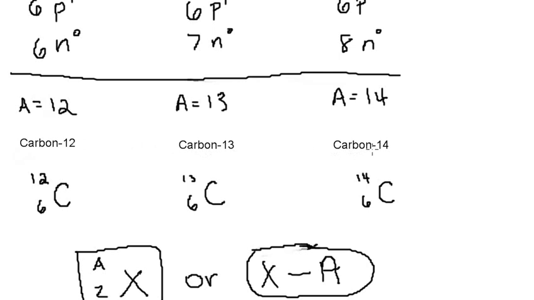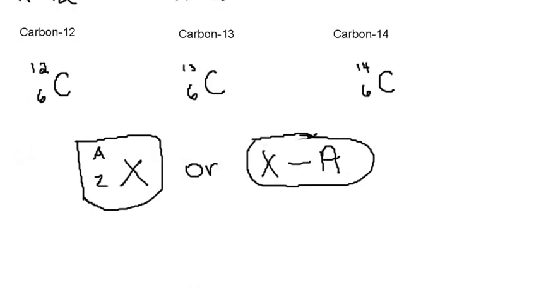Another way to write isotopes is by putting the symbol of the atom on the right side, and the mass number, you write it at the top as a superscript, and you write the number of protons in the bottom as a subscript. So this is called carbon 12, this is called carbon 13, and this is called carbon 14.